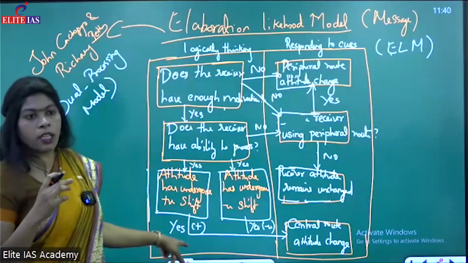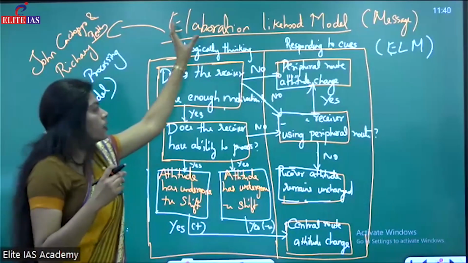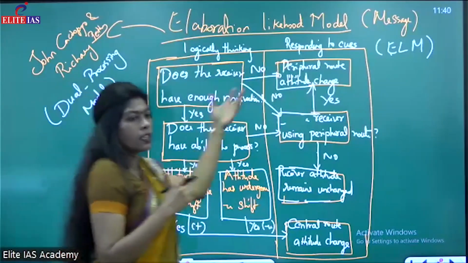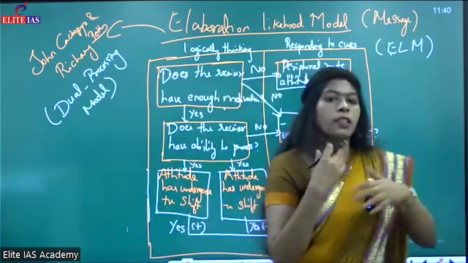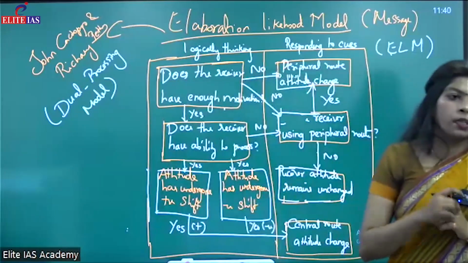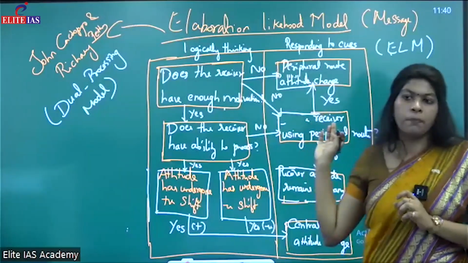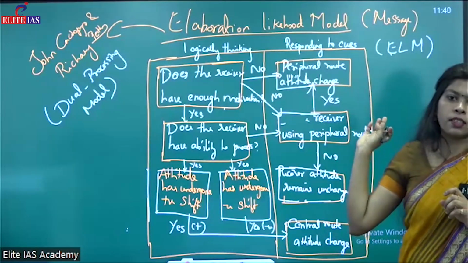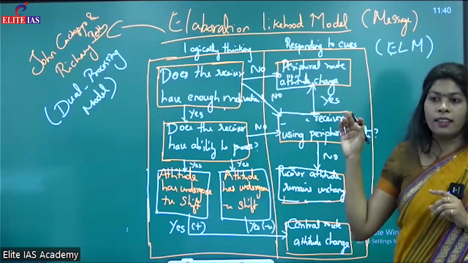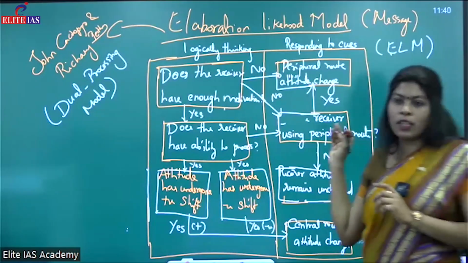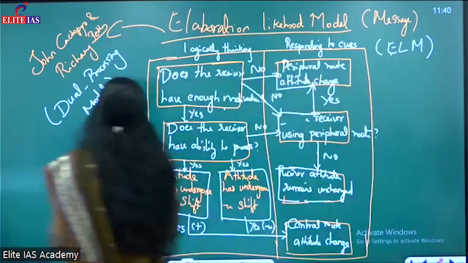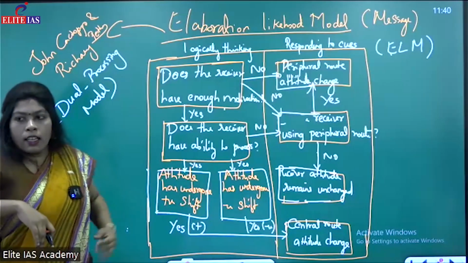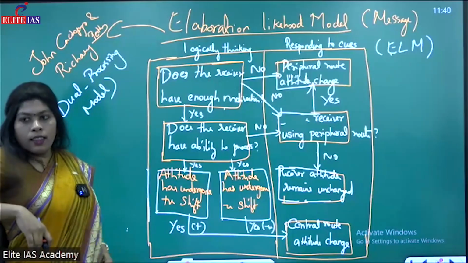In the same way, in the elaboration likelihood model, there are two ways a person will think. One is that he will think logically. The other is that he will respond to the cues. For example, you are going to purchase some mobile or car. Which one are you going to choose as an example? Car, okay, you'll take car.